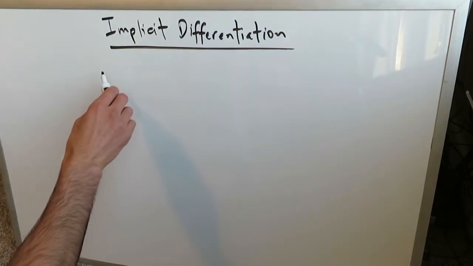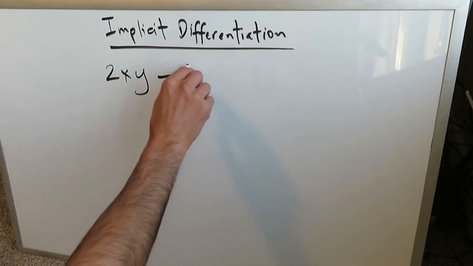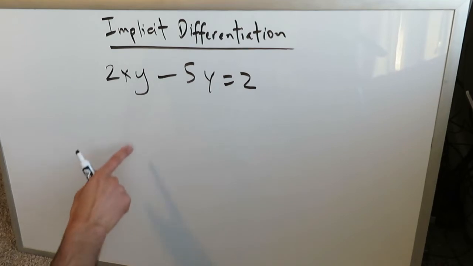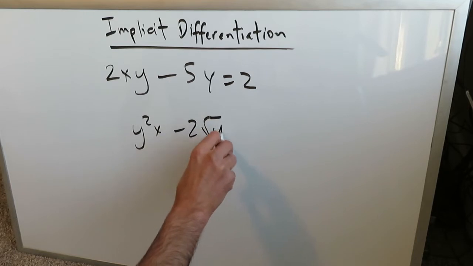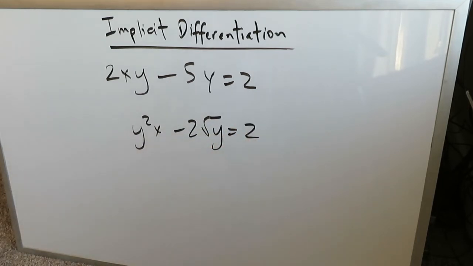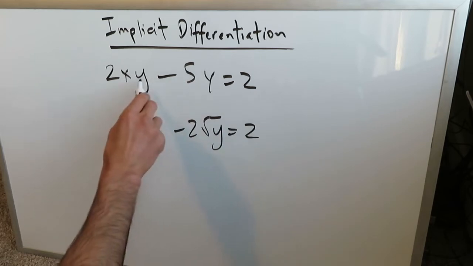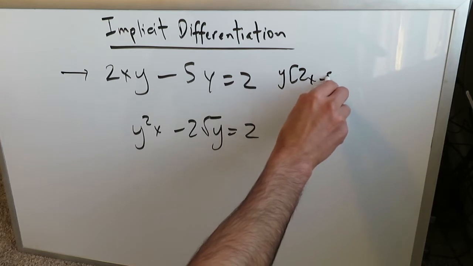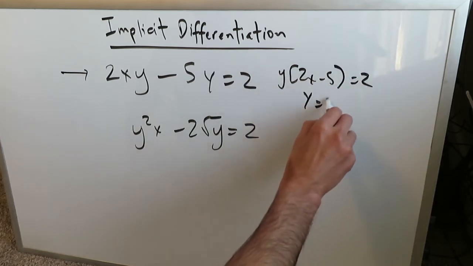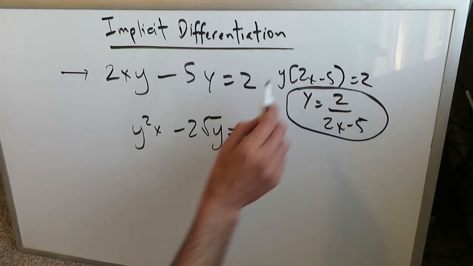You have an equation which looks something like this. Let's say 2xy minus 5y is equal to 2, and then you have an equation which looks like this: y squared x minus 2 root y is equal to 2. You have to see which one you can explicitly represent in terms of the other one. You can easily represent this in terms of the other variable. Look, if you were to solve this first equation over here, you would isolate y. You get y times (2x minus 5) is equal to 2, and y is equal to 2 over 2x minus 5, and you can do explicit differentiation of this.